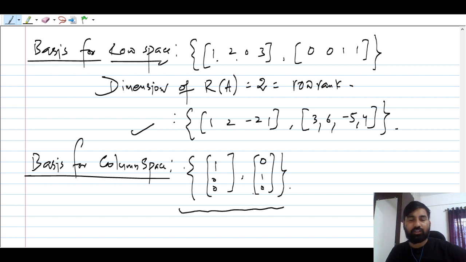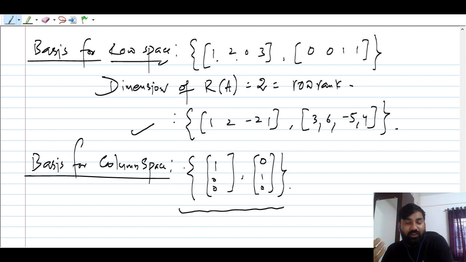Okay, so can you tell me what is the dimension of column space? Anybody, anyone? Those who are live right now, they can talk about the basis for column space. क्या होगा basis for column space? Can you tell me? What will be the basis for column space? बताओ जल्दी. What is the basis for column space?